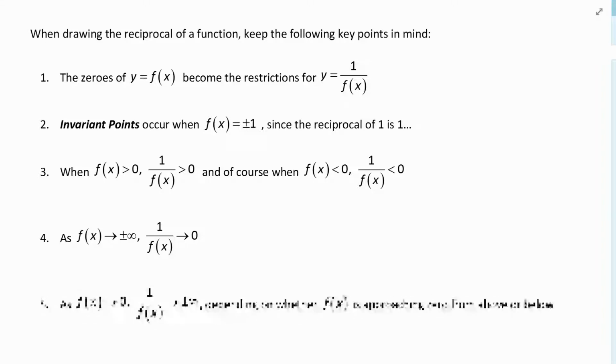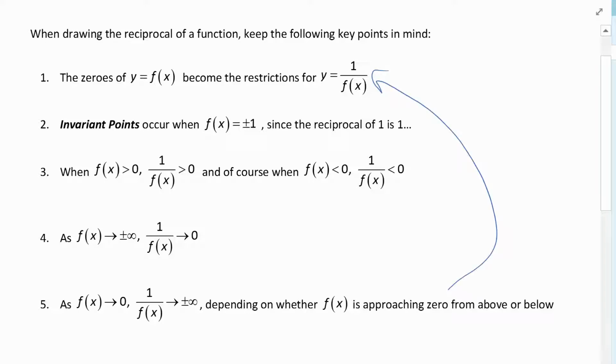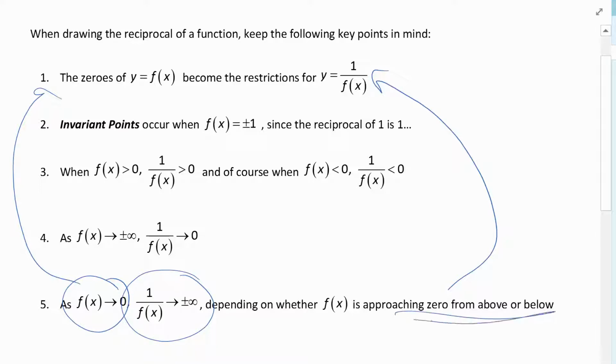And then the fifth point here, as f of x approaches 0, then 1 over f of x approaches infinity. And that really ties in back to the original point. The zeros become the restrictions, and as you get closer to those restrictions, your reciprocal function will go to either infinity or negative infinity, depending on whether you're approaching 0 from above or below in the first place, whether you are talking about positive or negative f of x values.